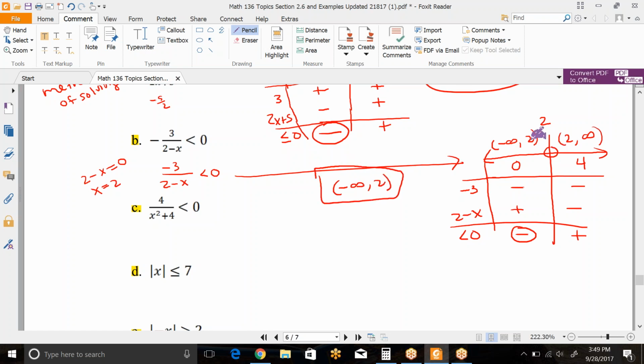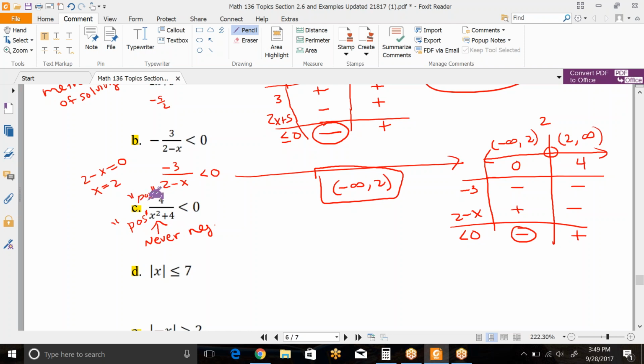So even though there's not much to do here, you pretty much just get a number and then something on each side that you have to test. C is a different creature completely. This bottom can never be negative. It can never equal 0. It can never be negative. Because if you square something and add 4 to it, it's going to be positive. So this bottom is always positive. The top is a positive 4.